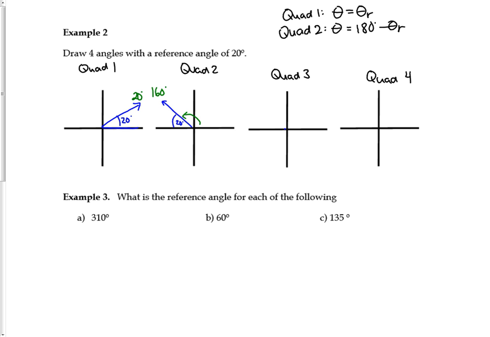Quadrant 3. So remember the bow tie angle? The angle between the x-axis and the terminal arm. So that's my reference of 20. How would I get the rotation angle in quadrant 3? 180 plus 20. So 180 plus your reference. So 180 plus 20 gives you 200 degrees.